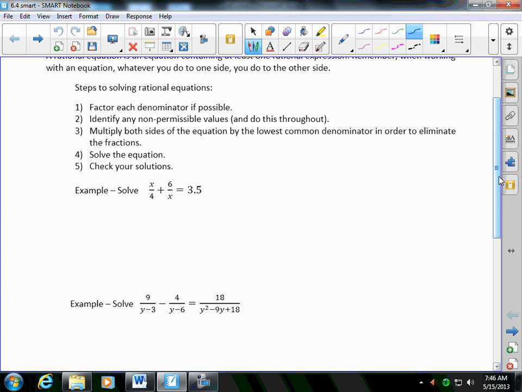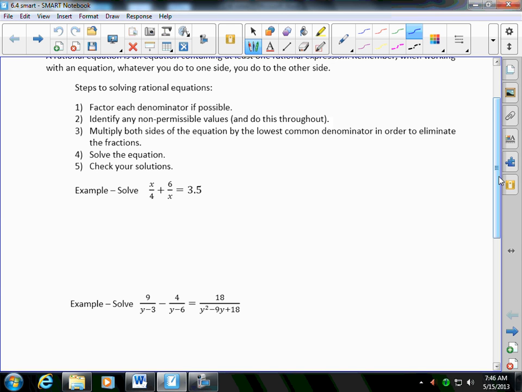So this is kind of like what we did in Complete the Square, where we would divide the whole equation by the number that's in front to get rid of it, and then you're not working with big numbers, or in this case, fractions. Solve the equation and check your solutions.